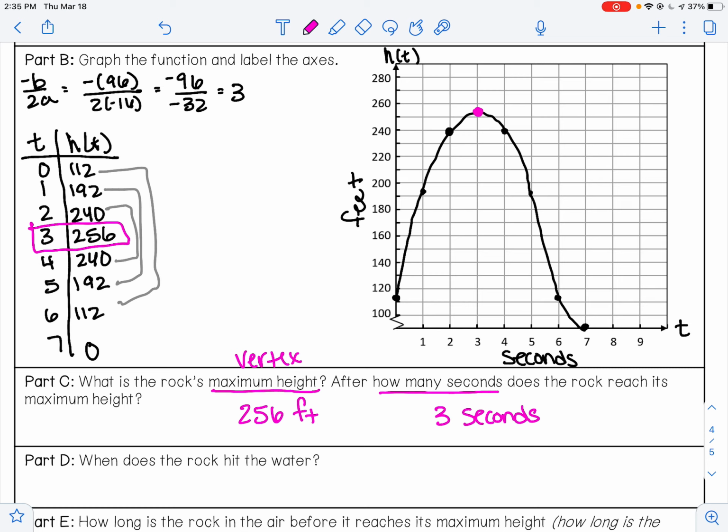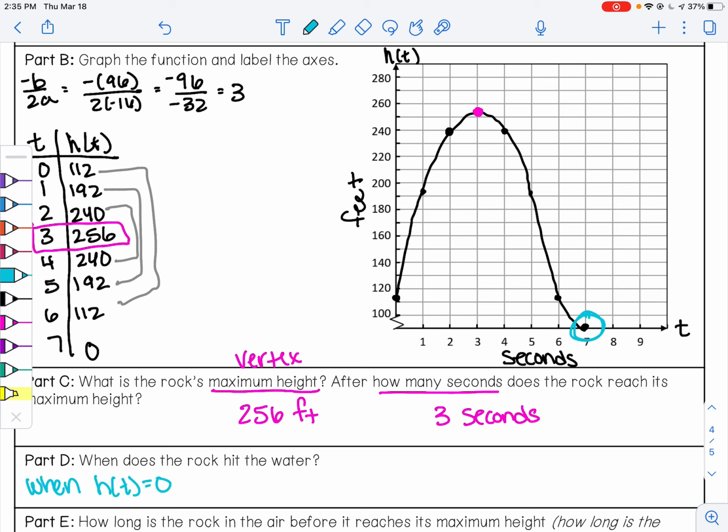Part D, when does the rock hit the water? Well, the rock hits the water when the height is 0. And h of t is 0 after 7 seconds.